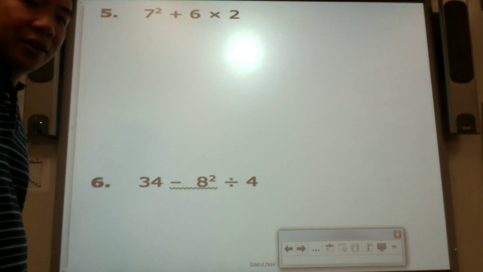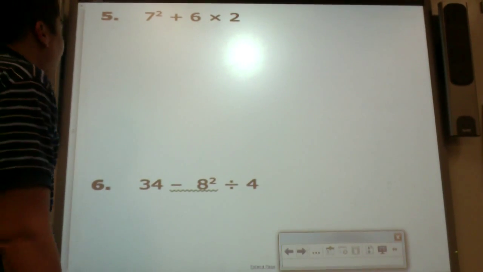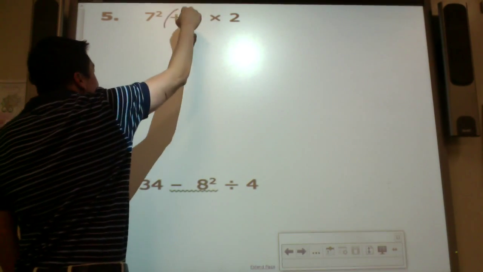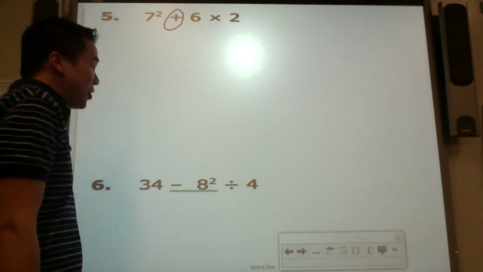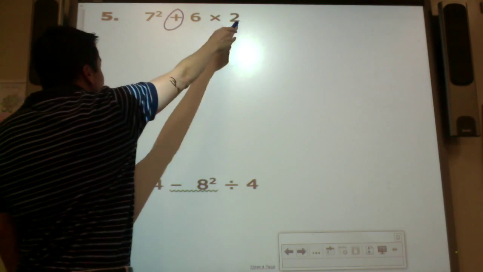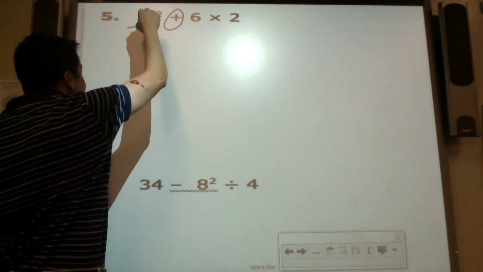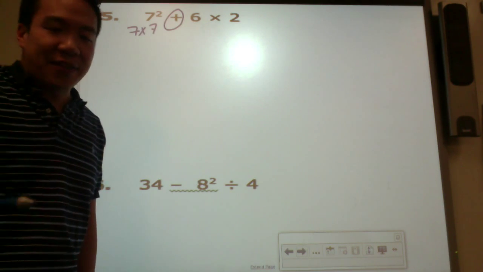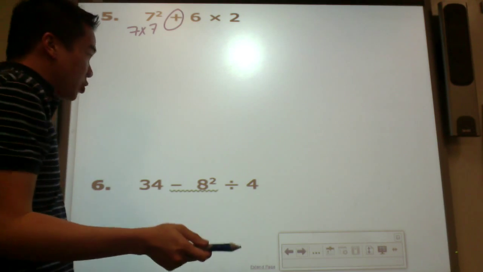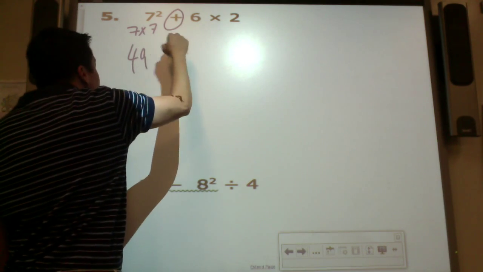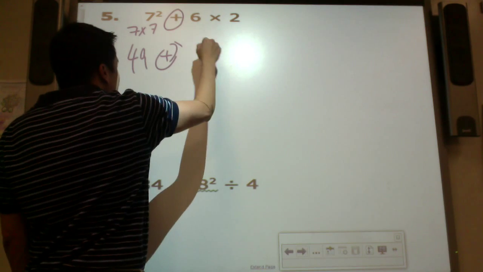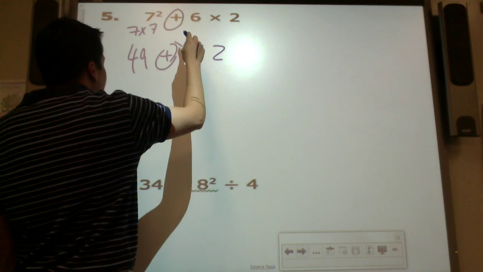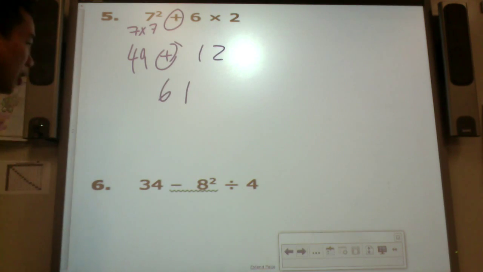Number 5. I see an additive operator. The first term is 7 squared. The second term is 6 times 2. I'm going to solve the first term. 7 squared is 7 times 7, because it's 7 repeated twice in repeated multiplication, which is 49. The second term, 6 times 2, is 12. Together, it adds up to 61.